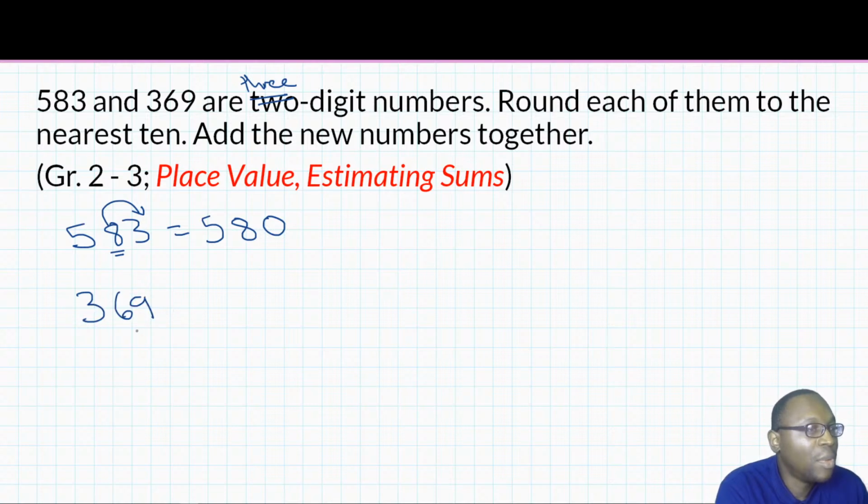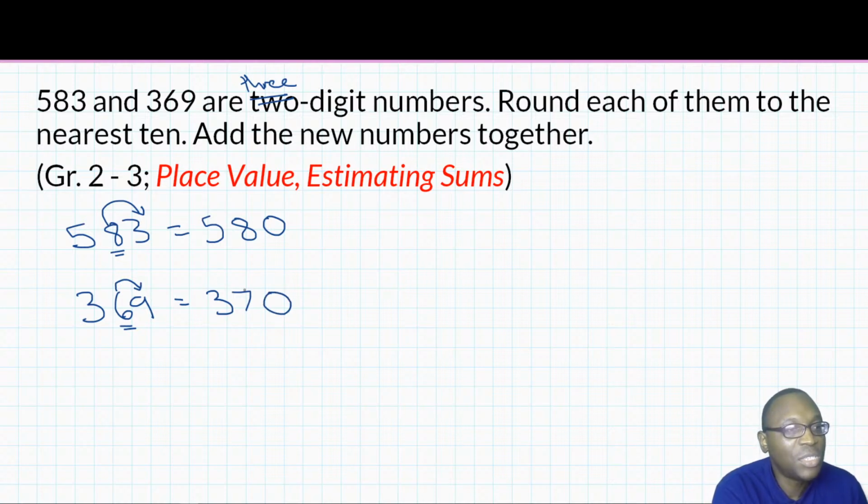Then 369. We're also looking at the tens position, which has 6. And then we look to the right. We want to find out if we have to increase 6 or leave 6 the way it is. To do that, we need to make sure the digit to the right is 5 or more. If it's 5 or more, we can increase 6 to 7. If it is less than 5, we leave 6 alone. Here we have 9, which means that we're going to increase the 6 to 7. And then we're going to place 0 in the ones place.